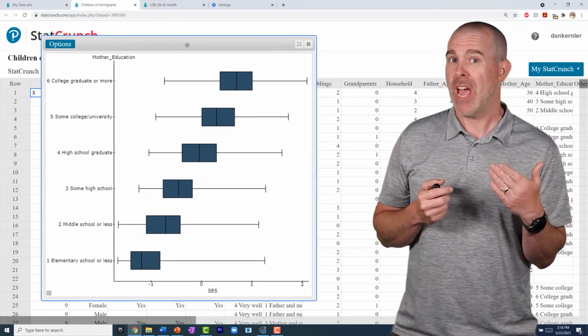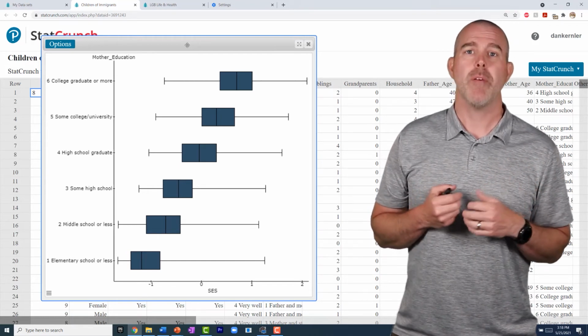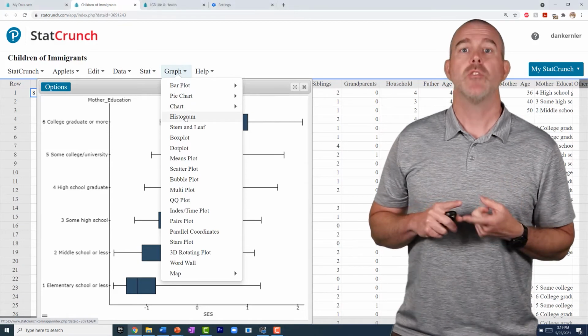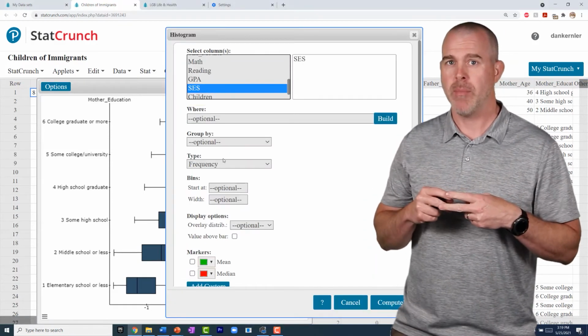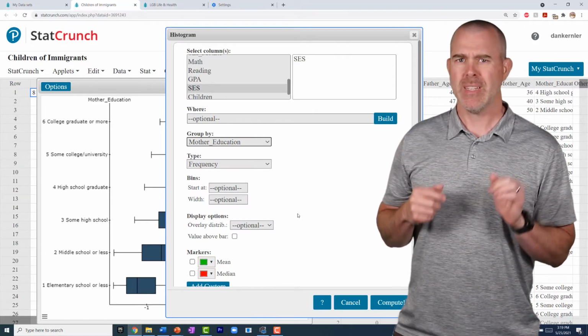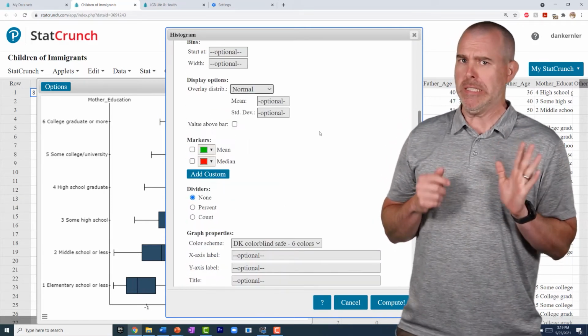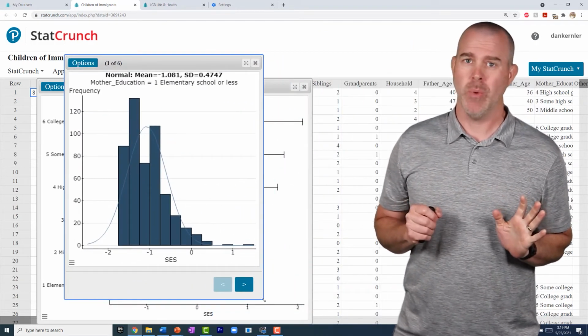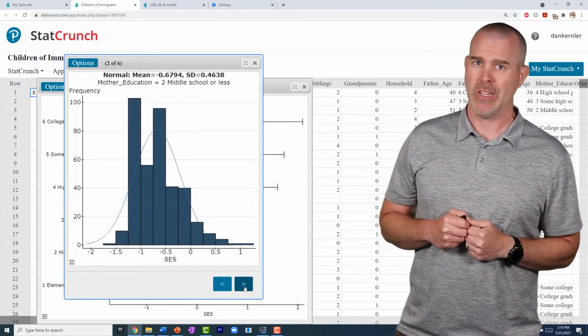The next thing we need to check then is, are all of the populations normally distributed? So let's do a histogram. We'll do Graph, Histogram of SES and group by mother's education, and then take a look at those. And right off the bat here, it starts off bad. The elementary one is very skewed right, so that's not good.